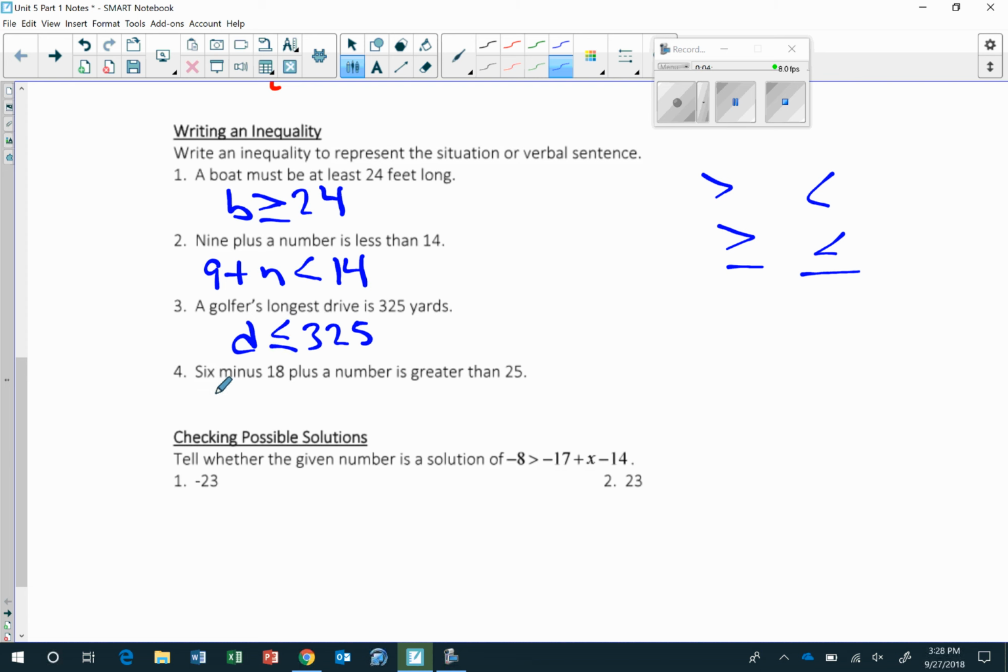Number 4 says 6 minus 18 plus a number is greater than 25. This one's a lot like 2. It's pretty straightforward. It tells me greater than, so I'll put in the greater than inequality symbol.